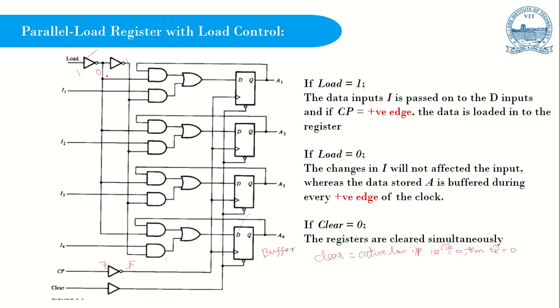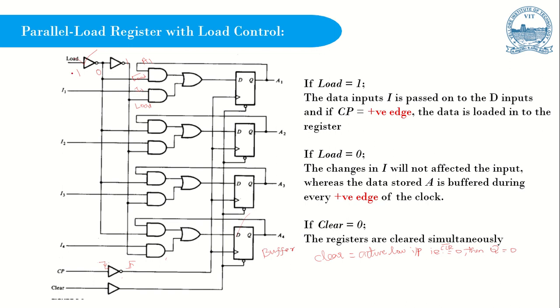Now you see this, the input to the D flip-flop is from an OR gate. The OR gate receives its inputs from two AND gates. To the AND gates, the inputs are load and input I1, and the complement of load and your output A1. So my logic here is, when the load signal is equal to 1, then the input I1 must be passed on to the D flip-flop.